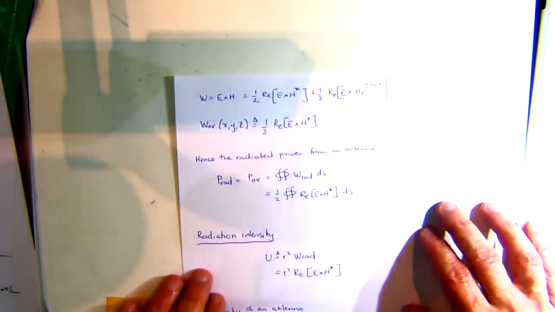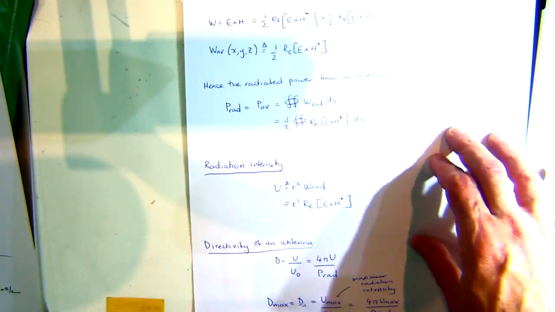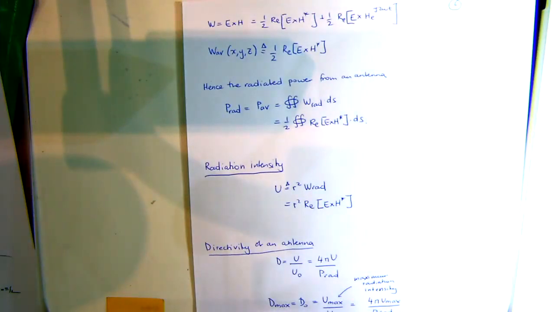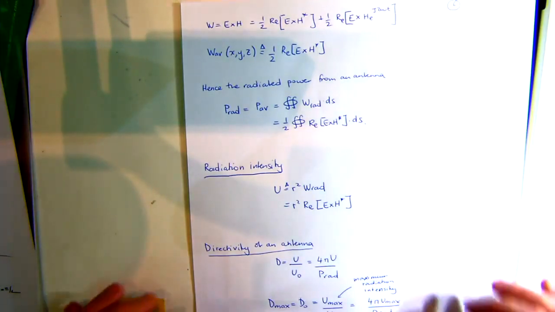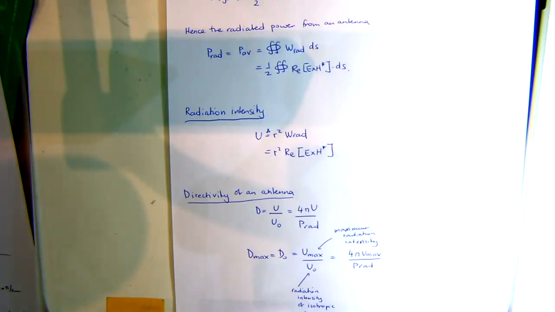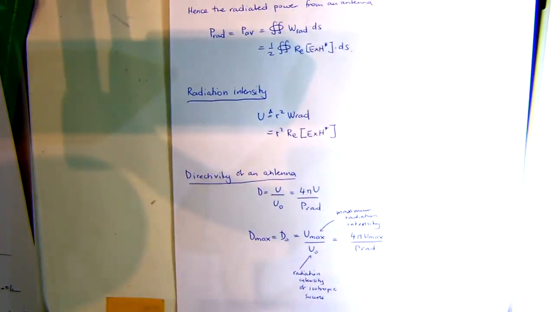Now, what I'll do is briefly define a concept called radiation intensity, and that's just W radiated times R squared. It's just a definition. And the reason why we do that is because we use that to define the directivity of an antenna. Essentially, the directivity of an antenna is how much power is radiated in a particular direction versus all other power that's radiated. This gives us the machinery to calculate that. And if you're trying to work out what the maximum directivity of an antenna is, you just say D max, which is 4 pi U max on P radiated.